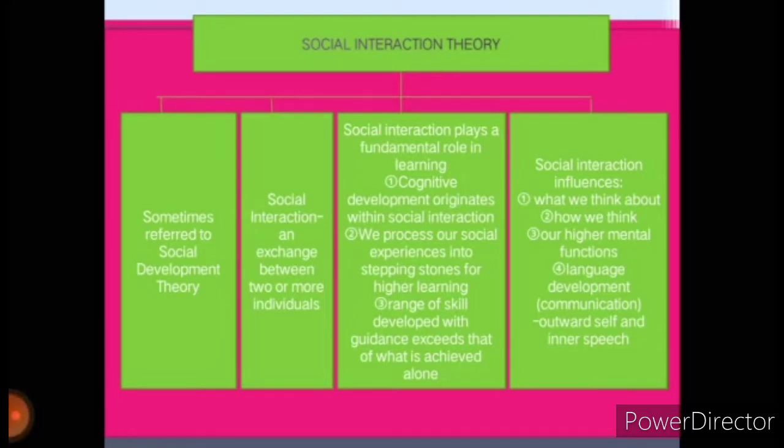And now, let's talk about the social interaction theory, sometimes referred to as social development theory. From the words themselves, social interaction means exchange between two or more individuals, so this theory is about interacting with one another. According to Vygotsky, social interaction plays a fundamental role in learning. Cognitive development originates within social interaction. Social interaction influences what we think about, how we think, our higher mental functions, and language development or communication.